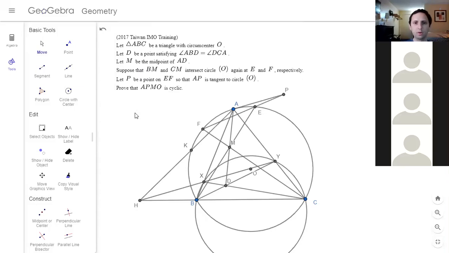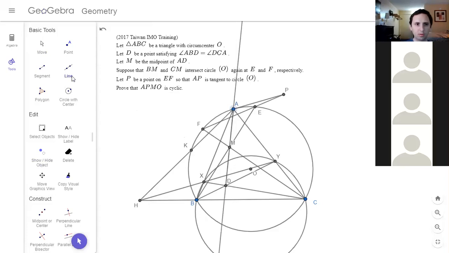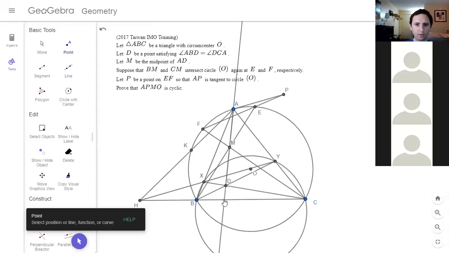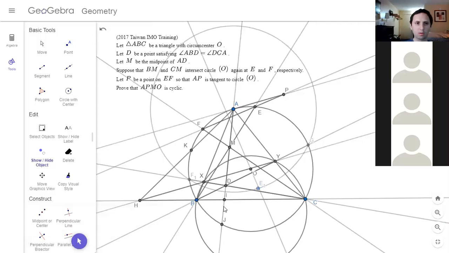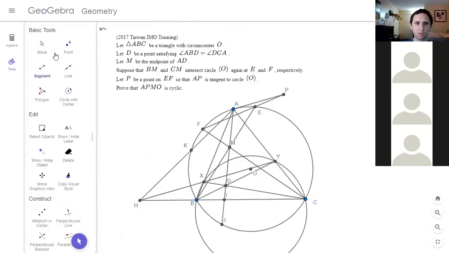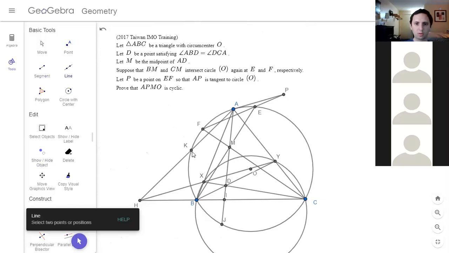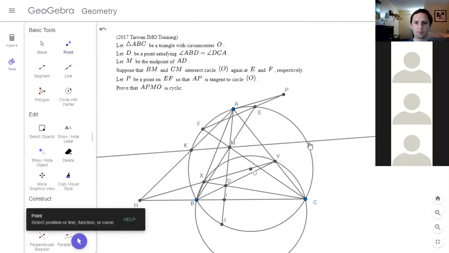So I extend AD to meet BC at I, and to meet the circle at J. And then I extend KM to meet the circle at G.